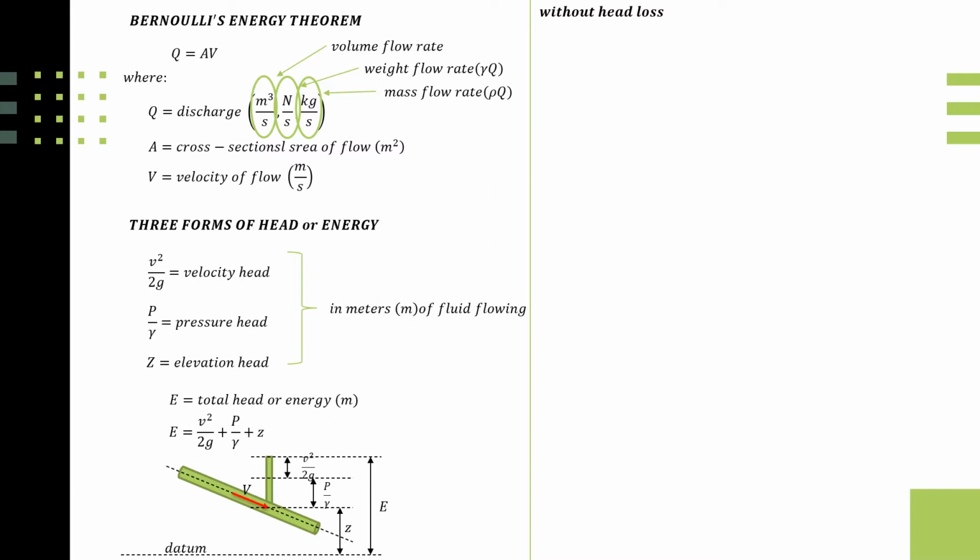Without head loss and with head loss na formula. Pag without head loss, ito yung Bernoulli's energy equation natin. BE1 is equal to BE2. Kapag walang head loss, ganito lang yung formula nyo: V1 squared over 2g plus P1 over gamma plus Z1 is equal to V2 squared over 2g plus P2 over gamma plus Z2. Tandaan nyo, dapat naka-meters lahat yan, metric units, kung SI. Ganun lang. So, ano pa ba? Wala pa naman.